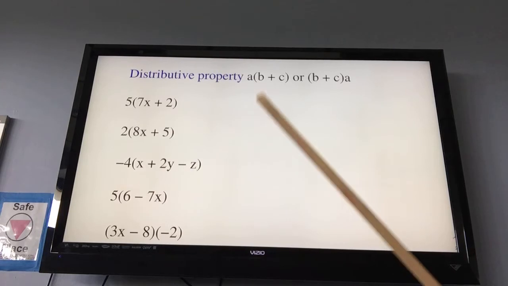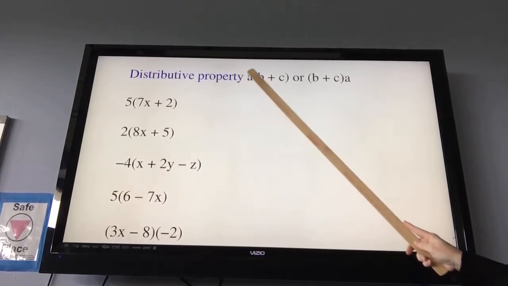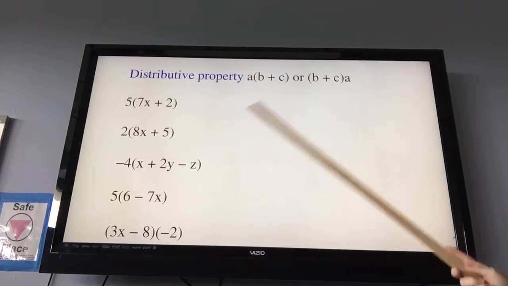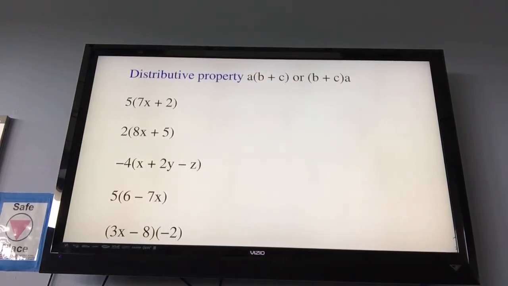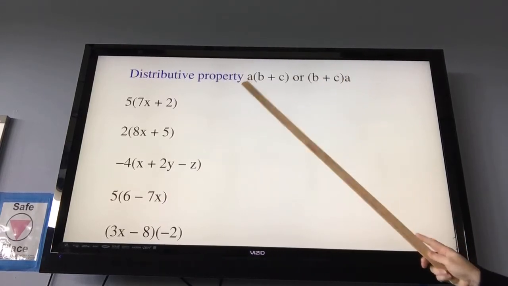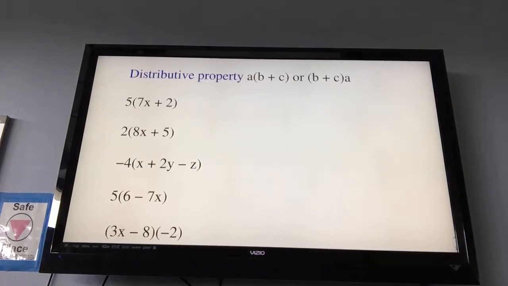So what it looks like is a number or a letter in front of parentheses, and then in the parentheses you have two or more things being added and or subtracted. That number or that letter can be behind the parentheses, but typically it's in front. That's what you're going to encounter most of the time. The distributive property is multiplication. So in our order of operations, remember that the distributive property would be multiplication.